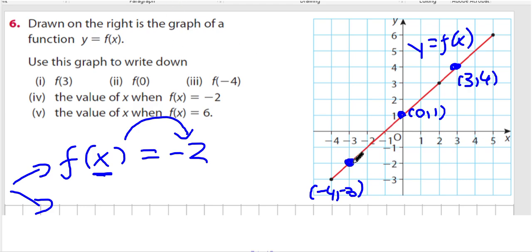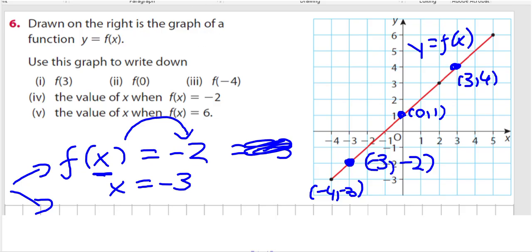You're correct. See this point here? This point here has an output of minus 2 because it's level with minus 2 on the y-axis. So what input caused that to happen? Minus 3. So the answer is minus 3. Oh, sorry, the x value is minus 3.